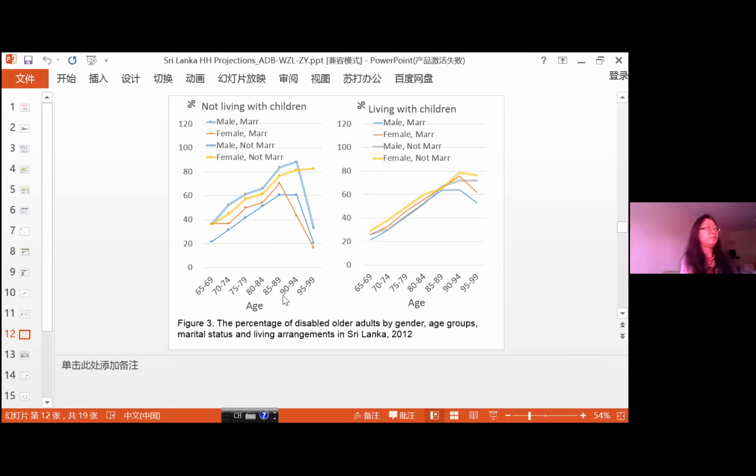And the same pattern we found for the females as well. But the difference for the males is much larger than for females. We also observed that for the older females, the differential between the married and non-married becomes much larger than for the younger adults. This pattern we can also find for those living with children. And no matter married or not married, we found the proportion of disability for females is much higher than for males.